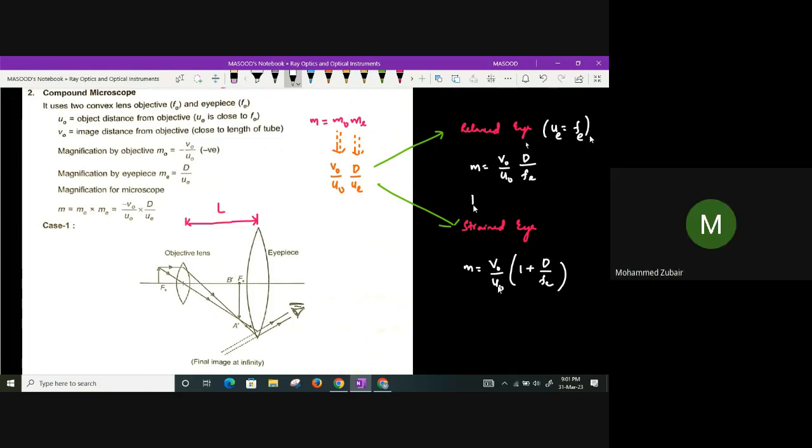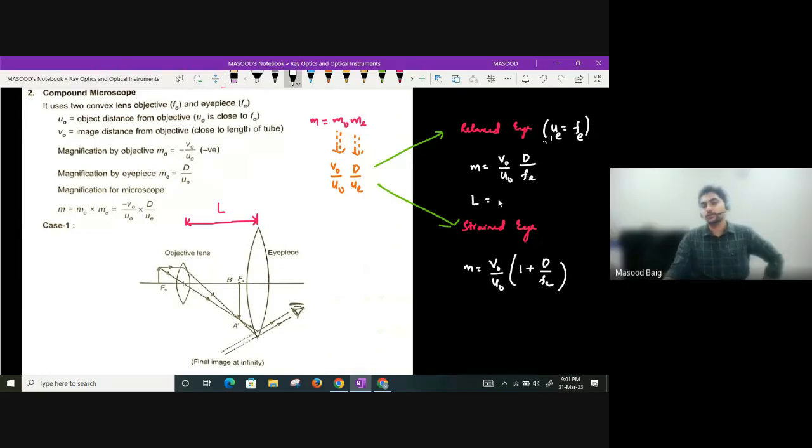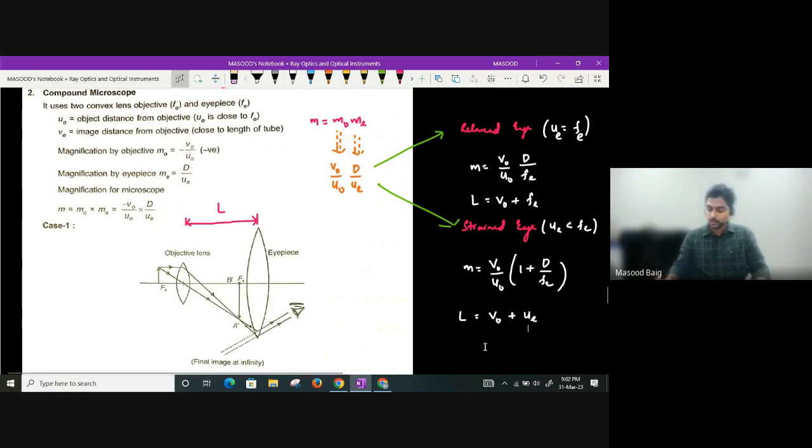I hope it is clear. Yes, sir. In relaxed eye condition, the length of the tube will be V naught plus FE. In strained eye condition, what is object distance? Will it be less than focal length or not? And length of the tube, here you will get it as V naught plus UE. UE is object distance from eyepiece lens, guys. Or I can also write this as V naught plus FE into D divided by FE plus D. Okay. These four formulas you need to remember again.